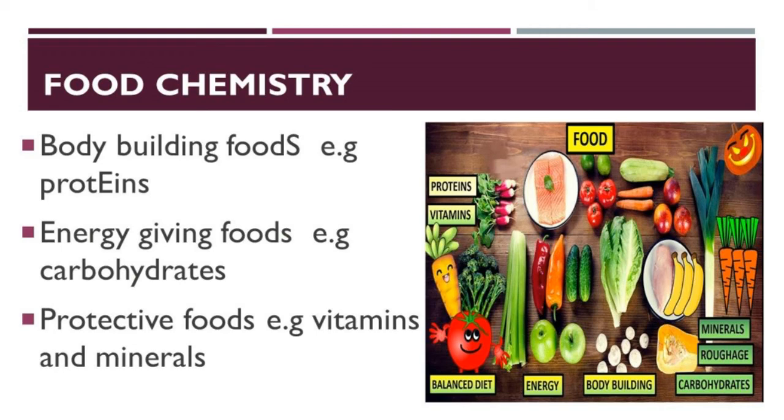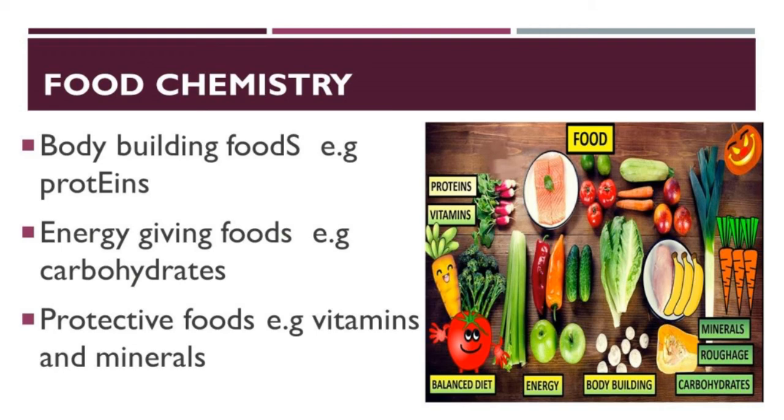Energy giving foods. These are the foods that supply energy for the functioning of parts of the human body, for example carbohydrates. Protective foods. These protect us from disease, for example vitamins and minerals. Every human requires all these three kinds of food in the right proportion for the smooth functioning of the body. The diet that contains all these three foods in the right proportion is called a balanced diet.